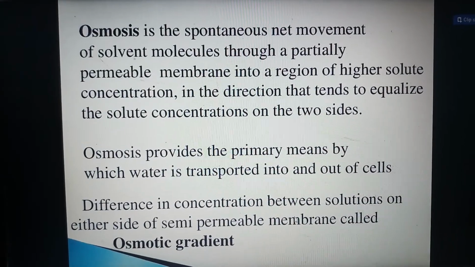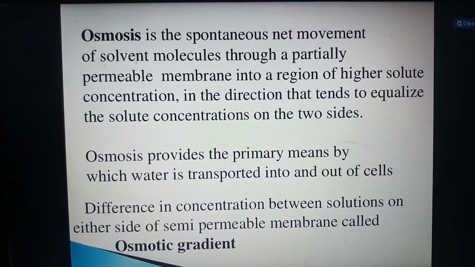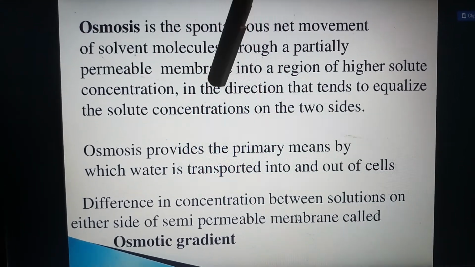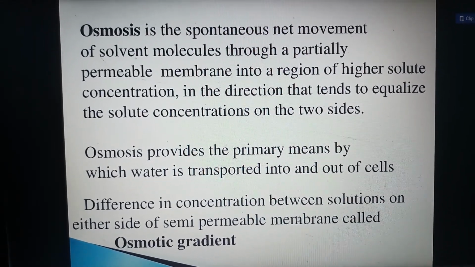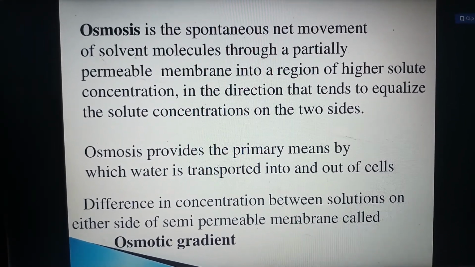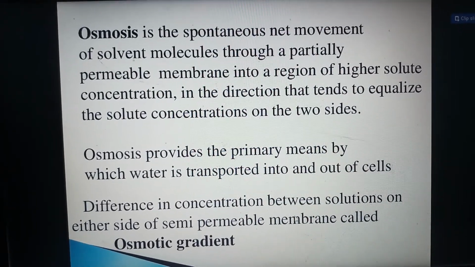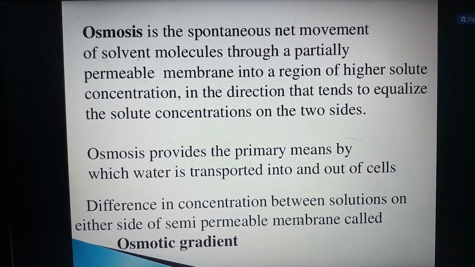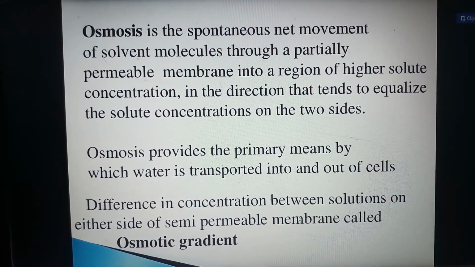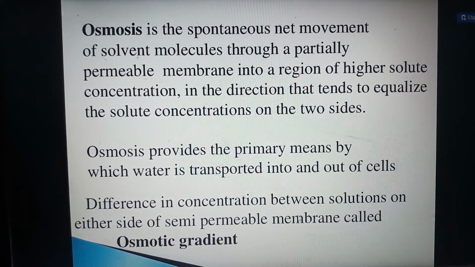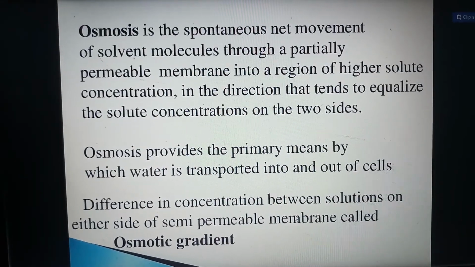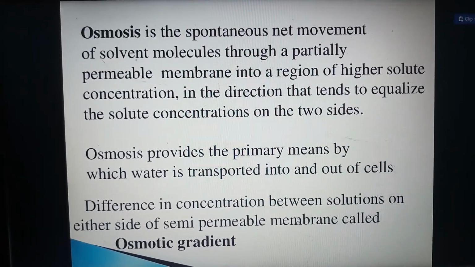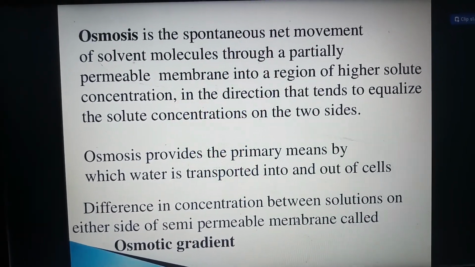So from a hypotonic solution to the hypertonic solution, the water will move in the direction that tends to equalize the solute concentration on both sides. In order to equalize the solute concentration, the water will move from the region of higher water concentration, which is the hypotonic solution, to the hypertonic solution. So osmosis provides a primary means by which water is transported in and out of the cells.